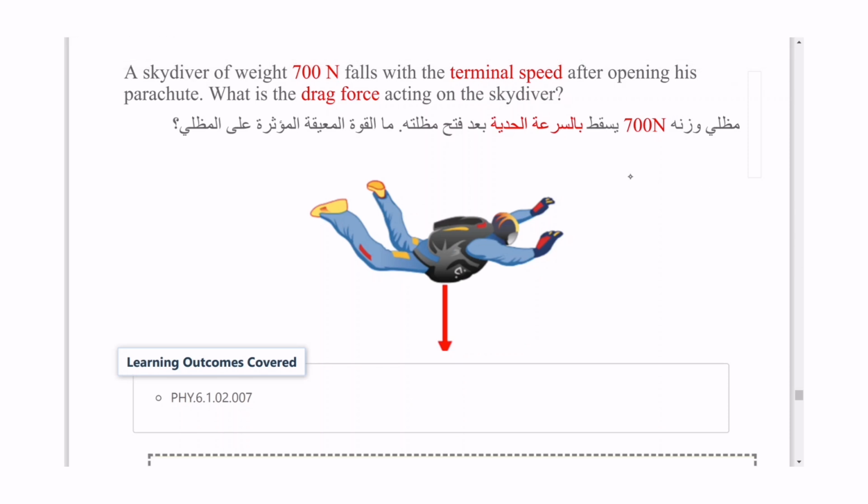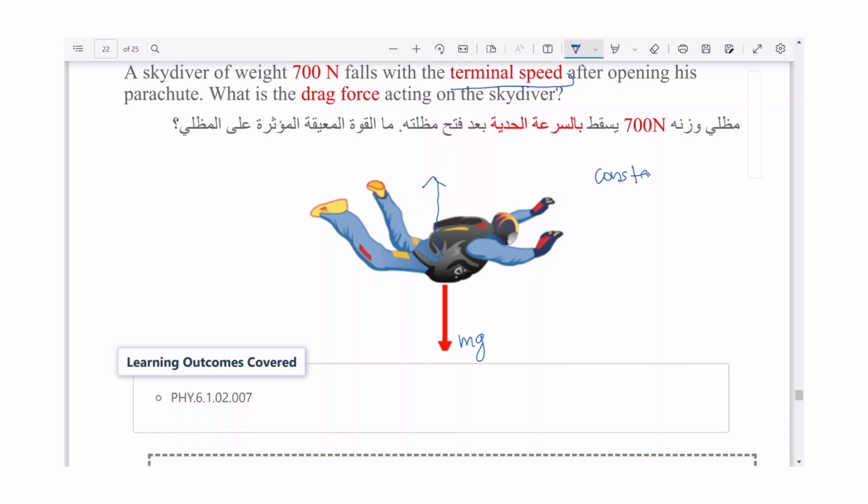A skydiver of weight 700 Newton falls with a terminal speed after opening his parachute. What is the drag force acting on the skydiver? All the questions are very easy. So this is his weight and the drag force will be acting up. The skydiver is moving with a terminal speed. Terminal speed means constant speed.